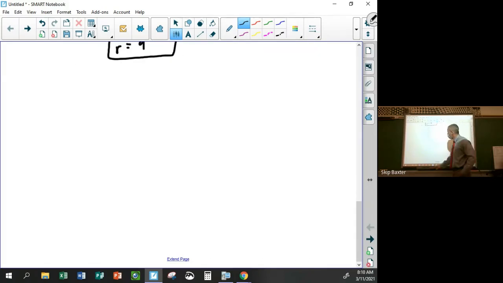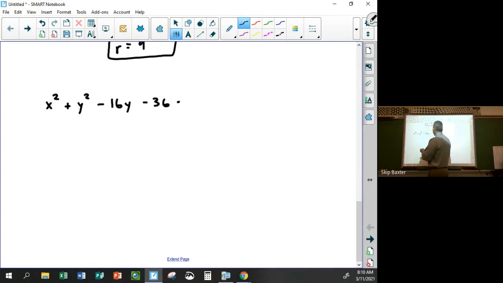Let's do one more example. How about this one? x squared plus y squared minus 16y minus 36 equals 0. So what's unusual about this problem compared to the previous two problems we've done? Yeah, there's no x term. What does that mean in terms of the coordinates of the center? It just means it's 0, right? It means the x coordinate of the center has to be 0.